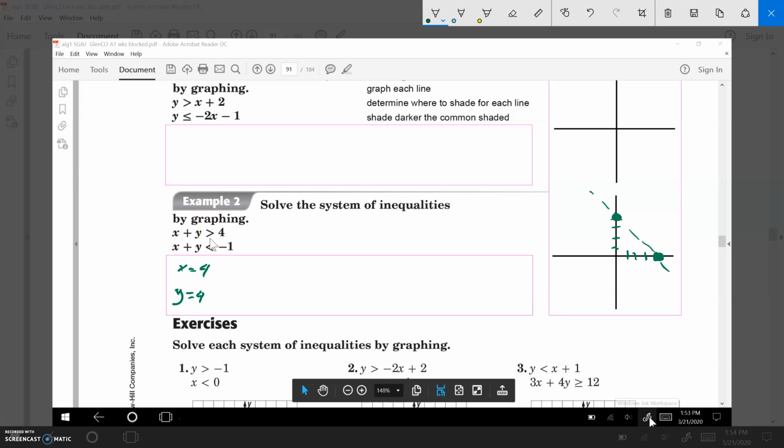Okay. Now, let's use 0, 0 as my test point. So 0 for x, 0 for y. 0 plus 0 is 0. Is 0 greater than 4? No. So everything over here is false. So that means our boundary, we're going to be on this side.